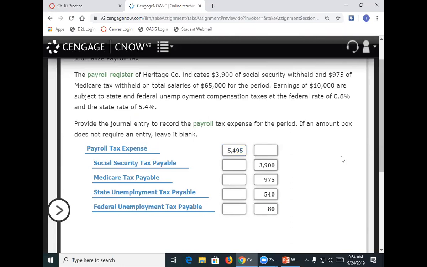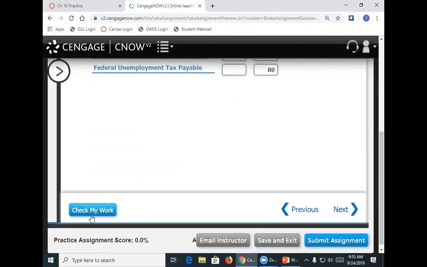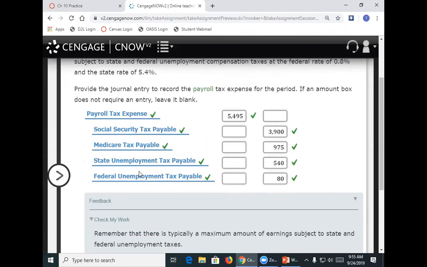Any questions on that one? So when you're doing payroll, just remember there's 2 journal entries, the employee pay and then the employer payroll tax expense. Okay. All right. That one's a pretty easy example.